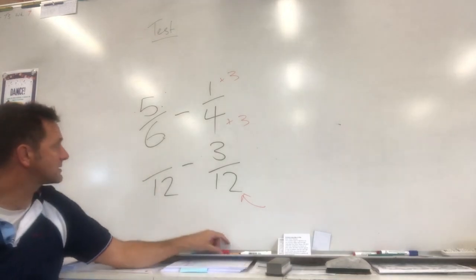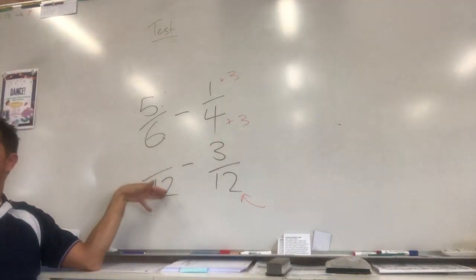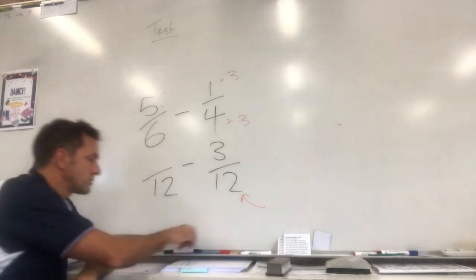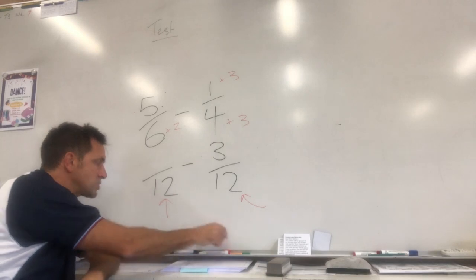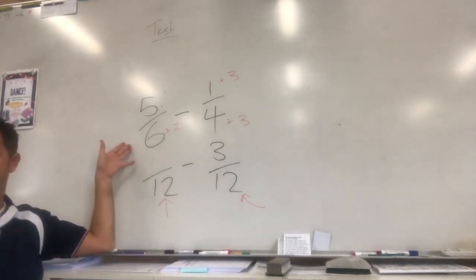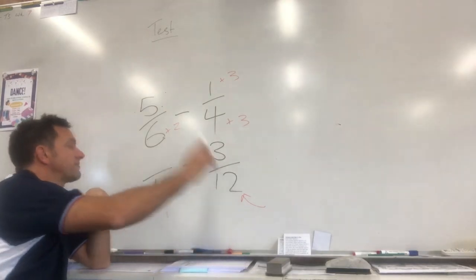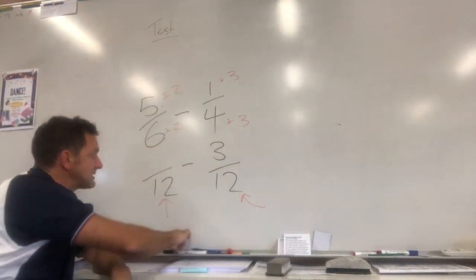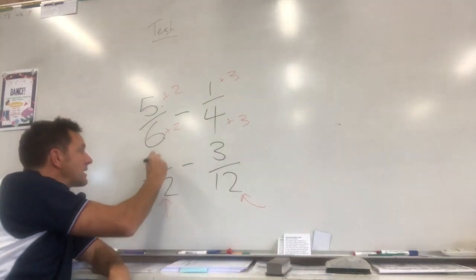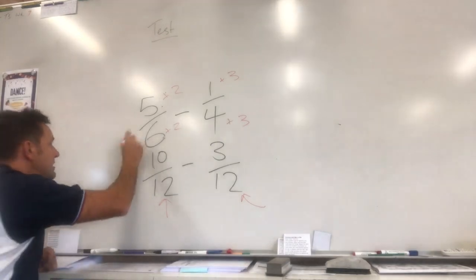Hooray for us. What did we do to the 6 to turn it into 12? Times it by 2. 6 times 2 equals 12. Hooray. With fractions, whatever you do to the bottom, you got to do to the top. So we've got to times the 5 by 2, which means that this is 10. So 5/6 equals 10/12.